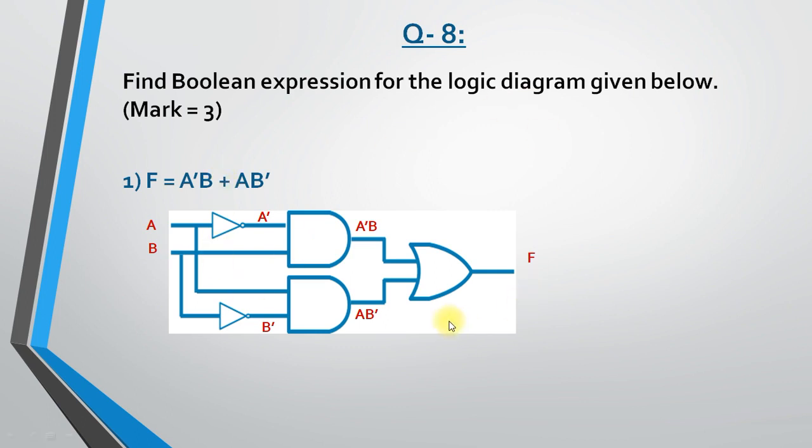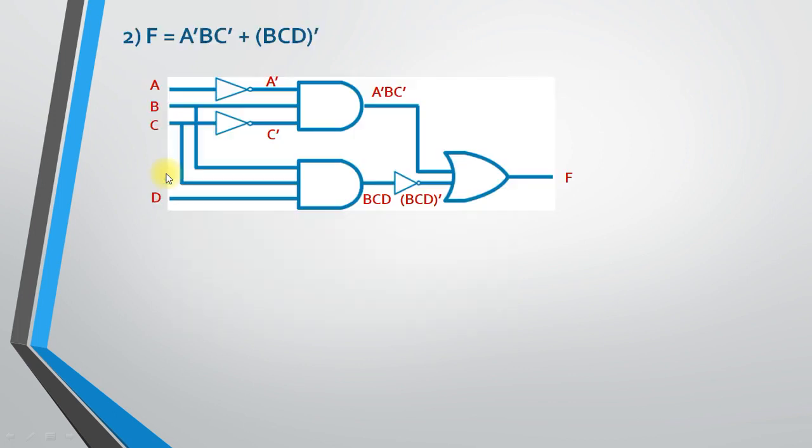So the reverse operation is, as they have given you the logic diagram, and based on the logic diagram you need to find the Boolean function. Now a second question may ask about this particular circuit.